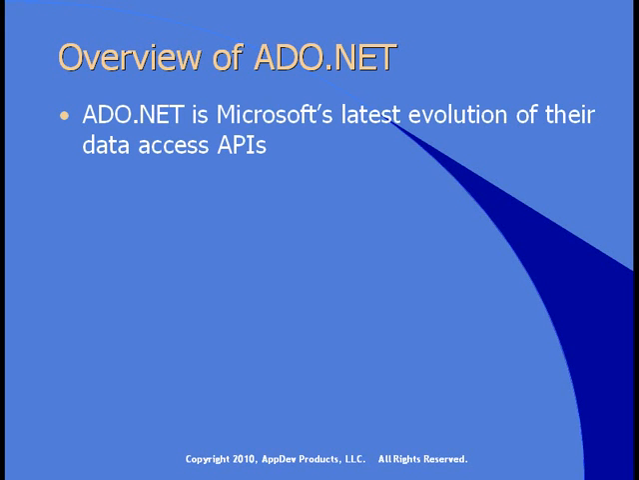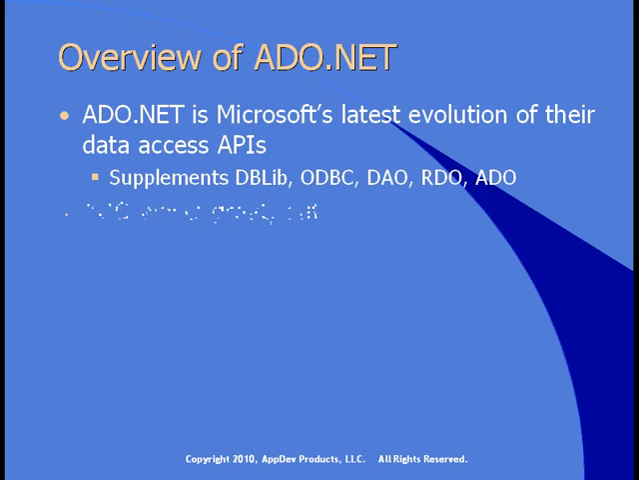Over time, Microsoft has generated a large number of data access APIs, and ADO.NET is just the current one. This one supplements DBLib, ODBC, DAO, RDO, ADO. They all still exist. I mean, actually, no one uses DBLib anymore. It's from prehistoric times. But the rest of them still exist and can be used. RDO was really meant only for Visual Basic 6, and so has fallen by the wayside. But the others you can still use.